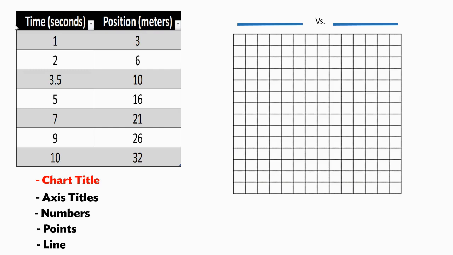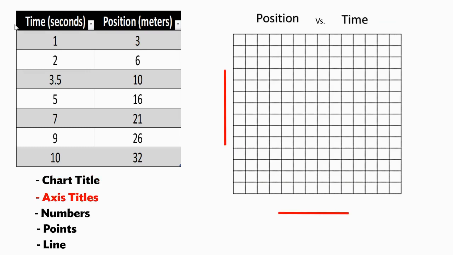It's the variable that we're going to put first in the title, and then we'll put time second. So there you have position versus time would be the title. Then we need to make our axis labels, our axis titles.